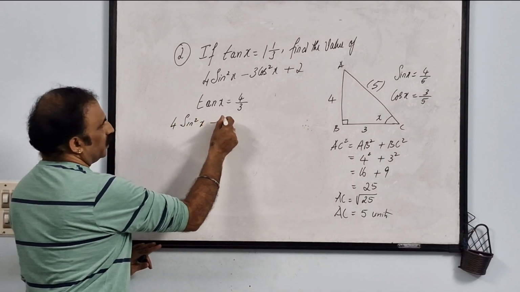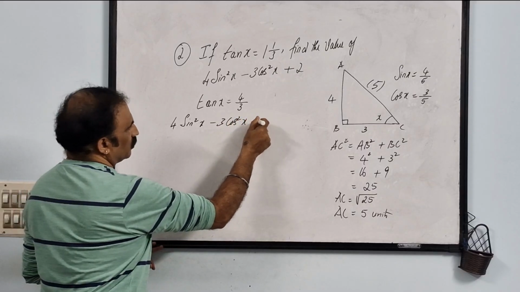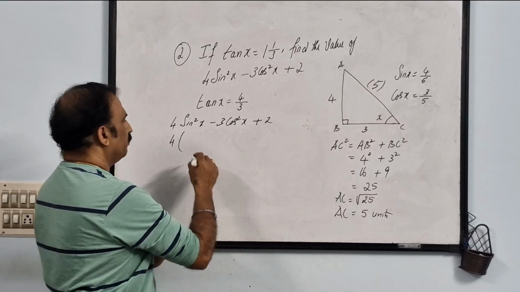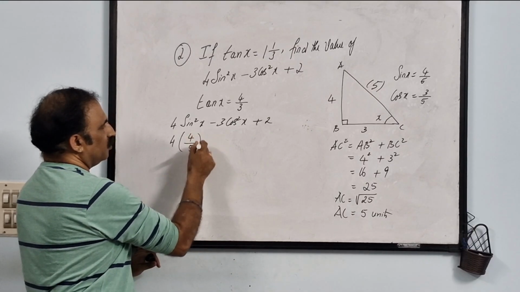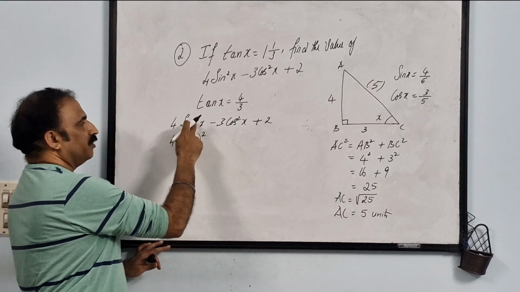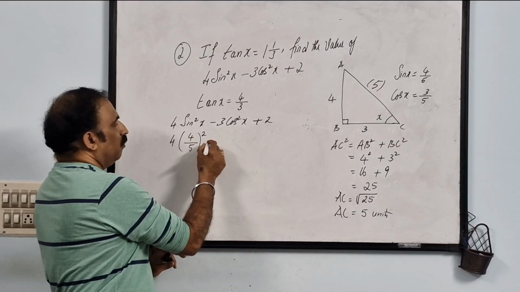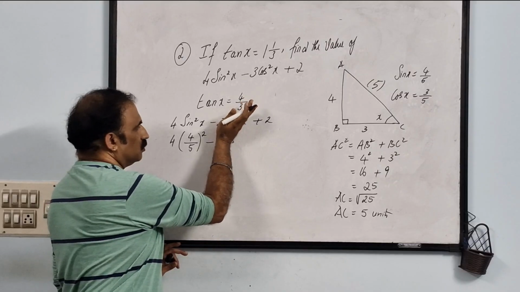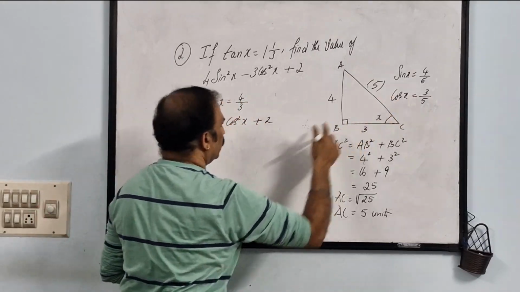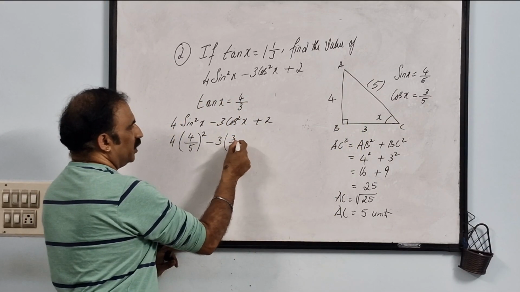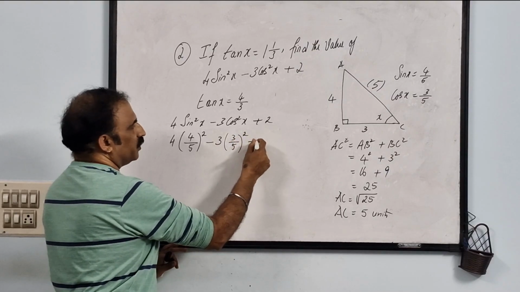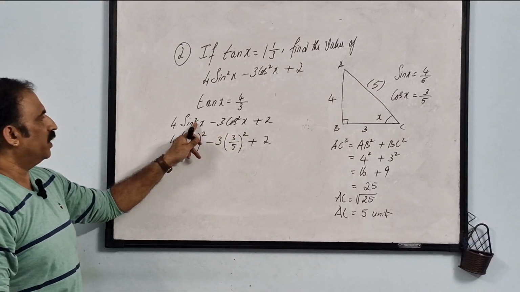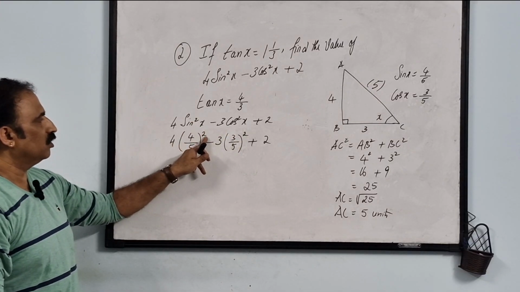4 sin square x minus 3 cos square x plus 2, it says. So 4 into the sine value, which is 4 by 5, 4 by 5 whole square, because it is square. If it is cube, then it is cubed. Minus 3 cos square x. So the cos x value is going to be 3 by 5, 3 by 5 whole square, plus 2. So you substitute the values for sin x and cos x. If it is square here, square it. If it is cube, then you cube it.